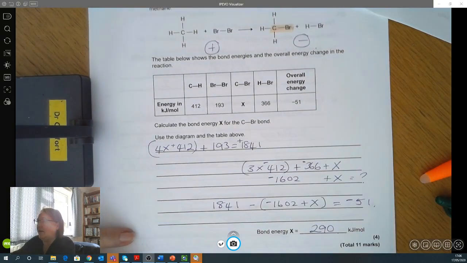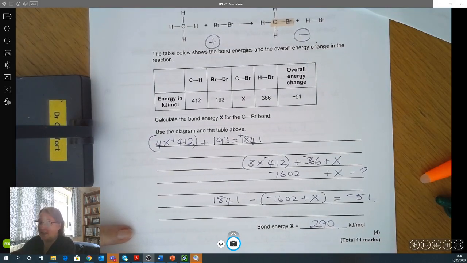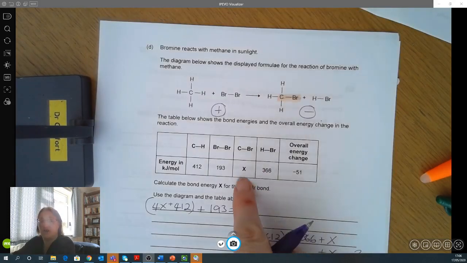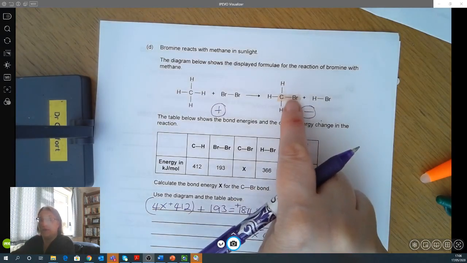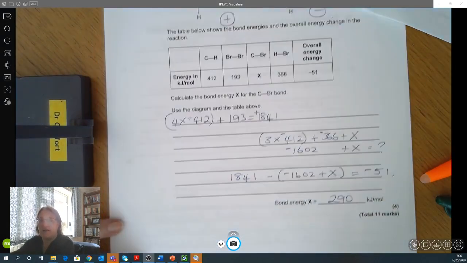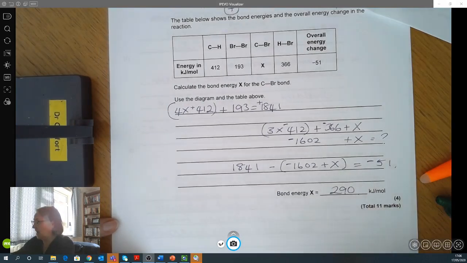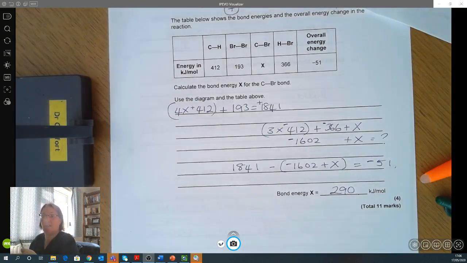290. And I don't need to put a plus or minus sign next to that because it's a bond energy that we found out, not the energy in this particular case when the bond was made. They're asking you to calculate the bond energy here, but you wouldn't have marks taken off if you did use a sign for that.